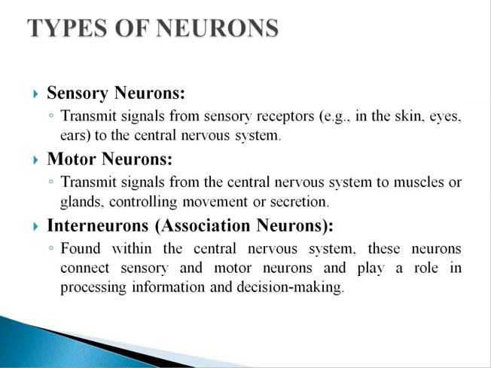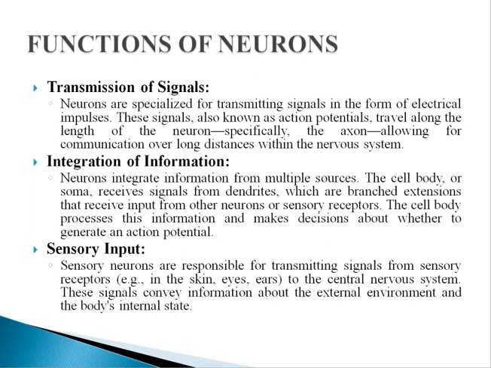So, the classification of neurons. These are the basic classifications: sensory neurons, motor neurons, and interneurons, which are also called association neurons. Sensory neurons transmit the signals from sensory receptors to the central nervous system, and motor neurons transmit the signals from the central nervous system to the muscles or the glands, controlling movement or secretion. Interneurons are found within the central nervous system, and these neurons usually connect the sensory and motor neurons, thereby playing a major role in processing information and decision making.